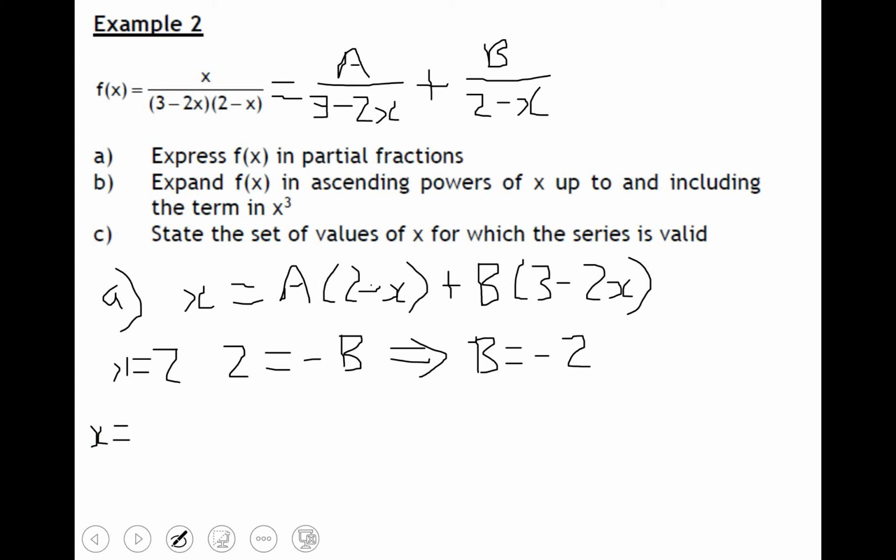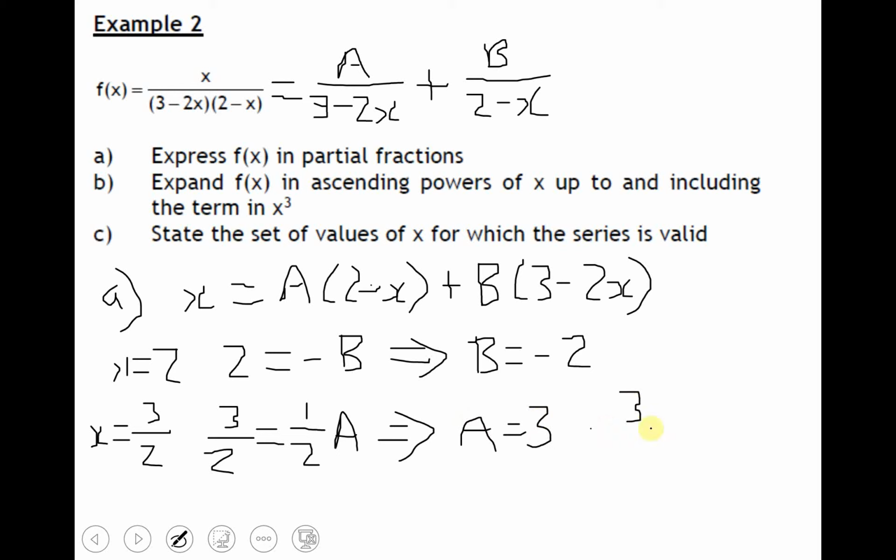The other x value that's convenient is the one that would make the second bracket equal to 0. That would be 3 over 2. So 3 over 2 equals, second term cancels, the one with the b in cancels, that was the point of choosing 3 over 2. The first term, 2 minus 3 over 2 is a half, so we get 3 over 2 equals a half a. Times both sides by 2, a is equal to 3. So our binomial is 3 over 3 minus 2x minus 2 over 2 minus x.